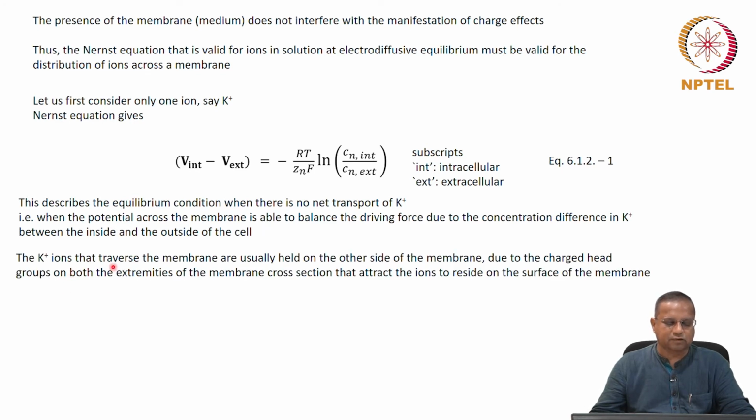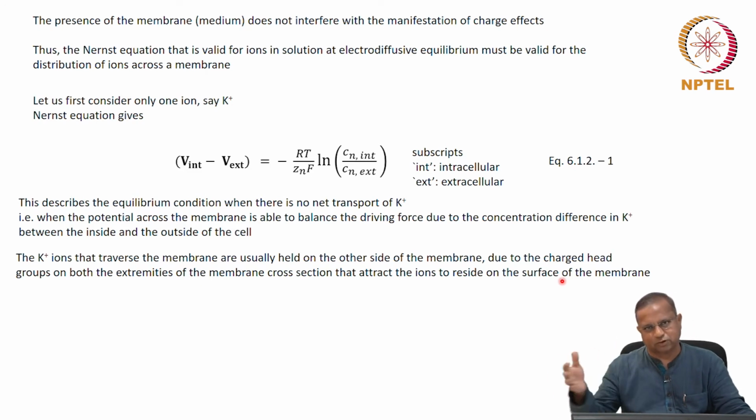The potassium ions that traverse the membrane are usually held on the other side of the membrane. They don't go into solution due to the charged head groups on both extremities of the membrane cross section that attract ions to reside on the surface of the membrane. This is just for some detail. We are not going to get too much into this particular aspect of it being on the surface and then going into the extracellular space and so on and so forth. But you need to at least know that this exists.